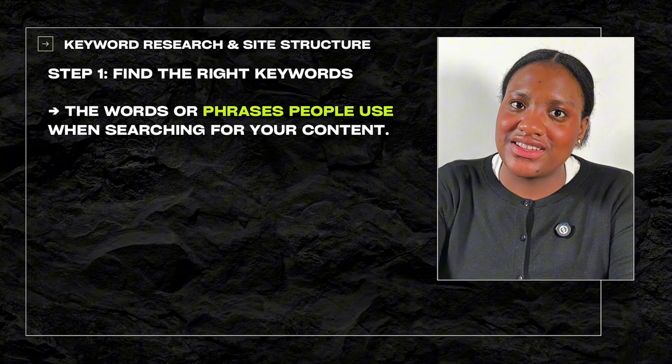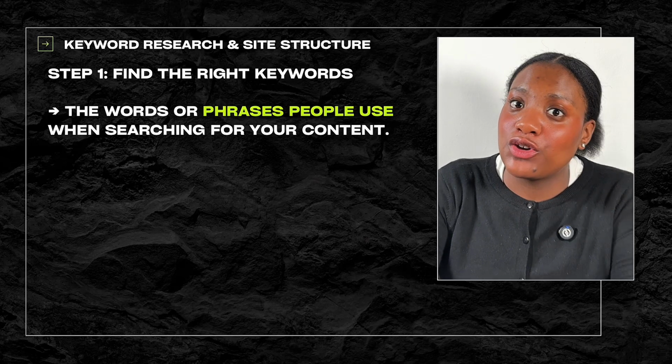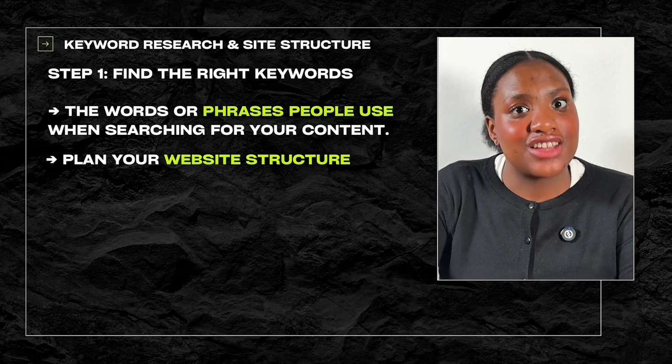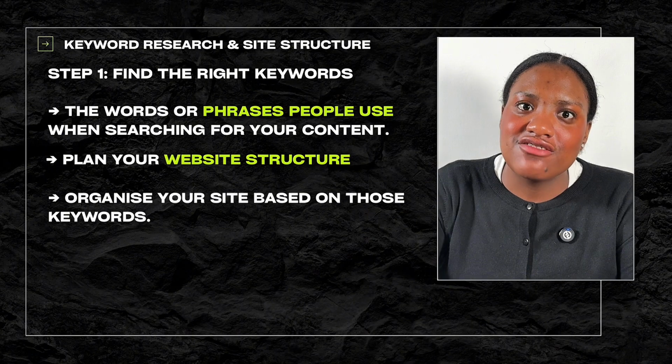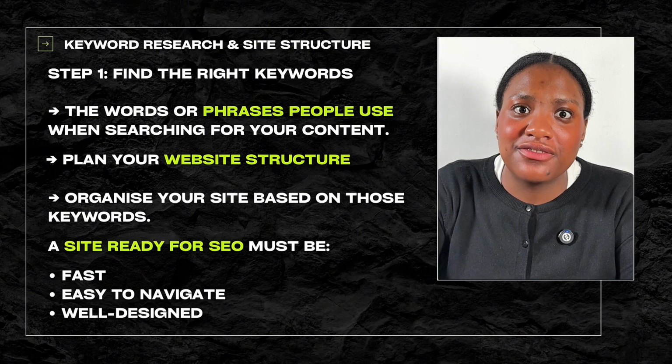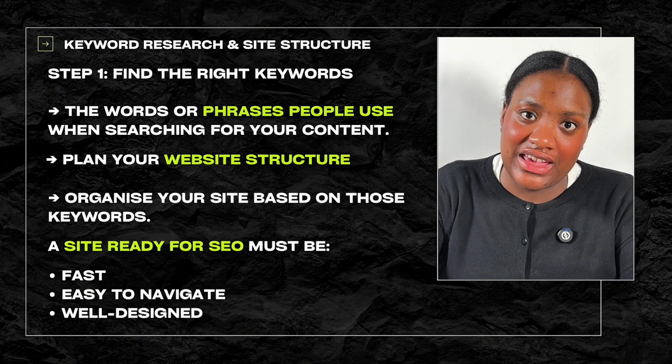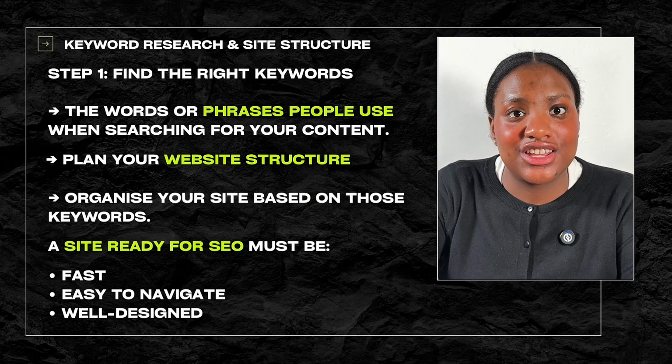Keyword research and site structure. The first step is finding the right keywords. These are the words or phrases people use when searching for your content. Once you know what keywords to target, you plan how your website will be organized. Site structure: a site ready for SEO must be fast, easy to navigate, and well designed to give users a good experience.